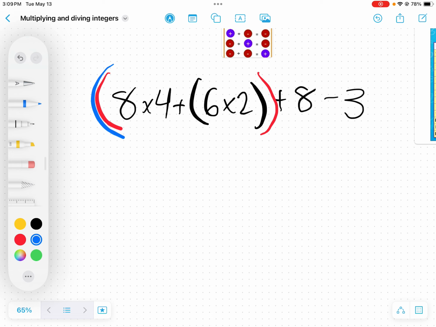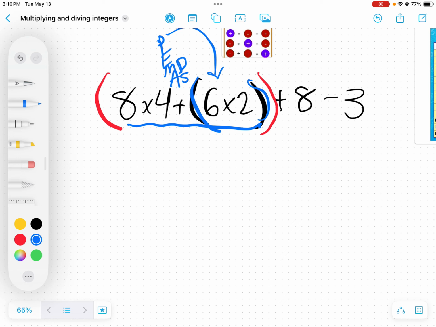So these parentheses tell us, okay, you need to do this first, but then these black parentheses right here say, okay, you need to do this first, because it's a parenthesis inside the parentheses. So you're going to look at a set of parentheses, and then within the parentheses, you're going to do PEMDAS. And since there's another set of parentheses, you're going to do those ones first. Okay? So we're going to do the 6 times 2 first, which gives me 12.